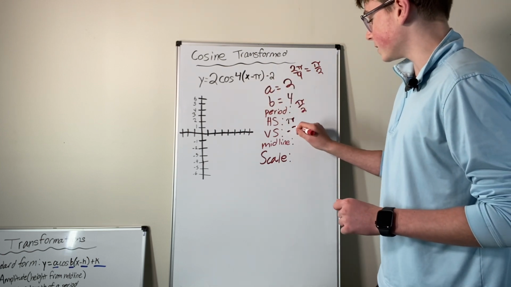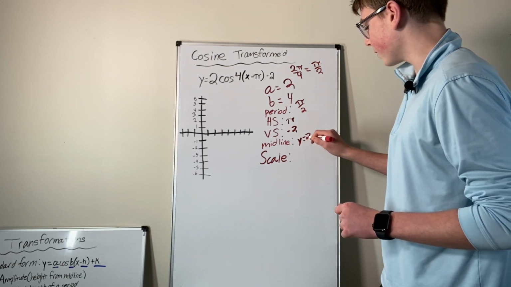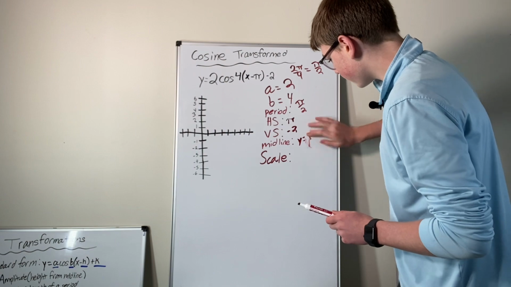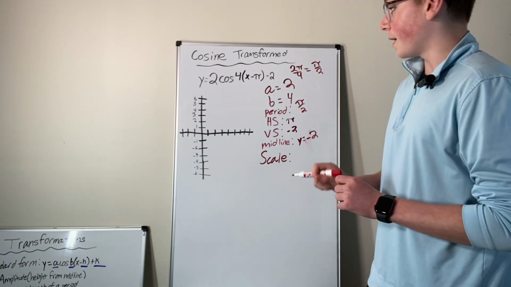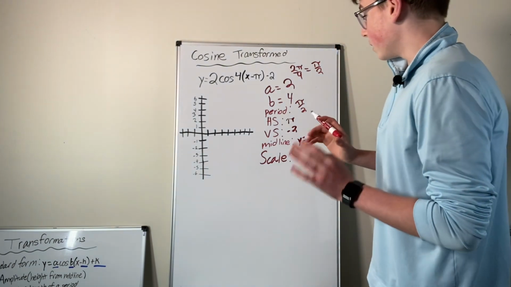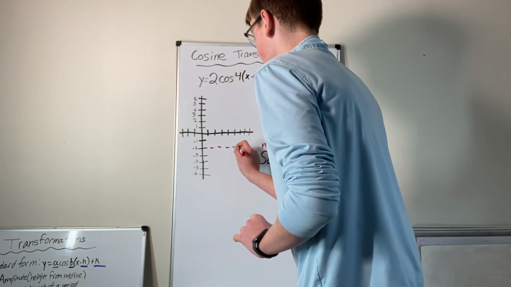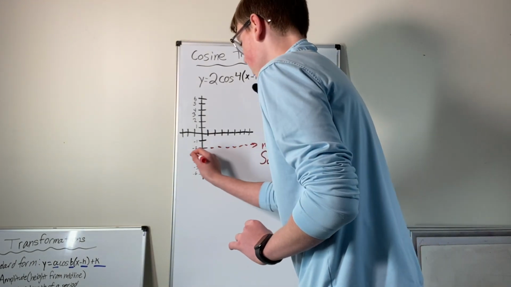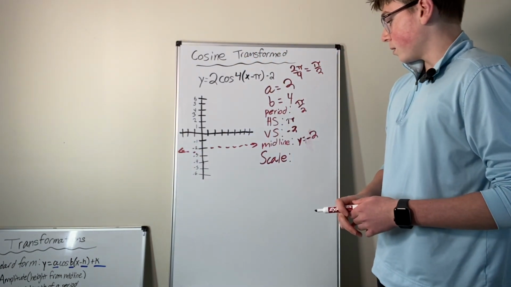Then our vertical shift is -2, meaning our midline is y equals -2. Got to rewrite that. Got to have the negative there. So y equals -2. And then our scale, let's find that out in a minute. First, let's graph what we know. Midline, y equals -2. That is the first thing I always graph, is our midline.